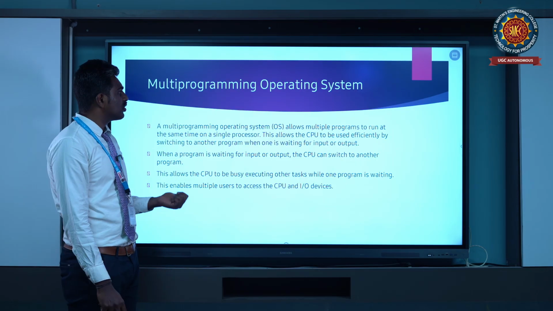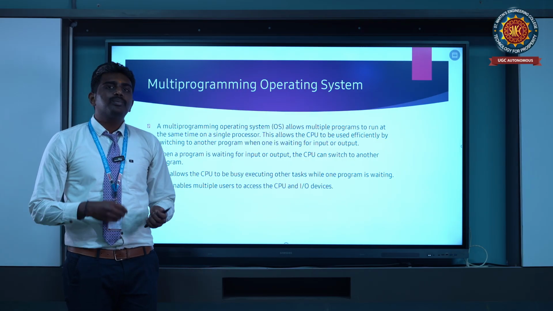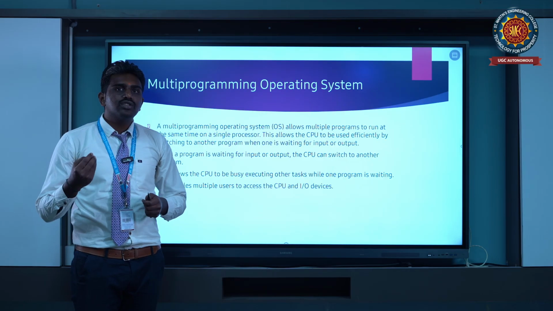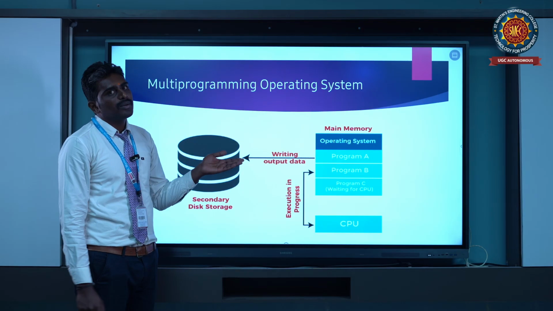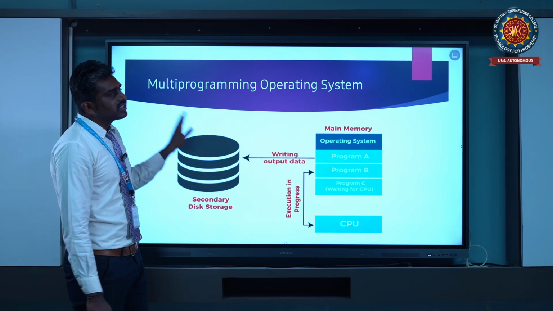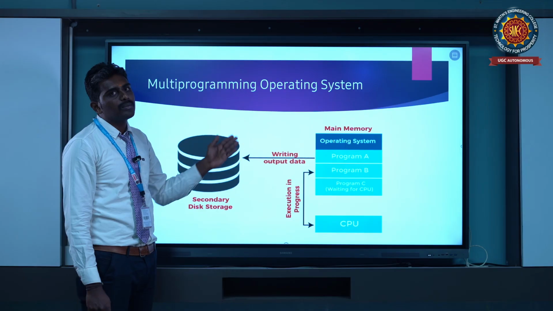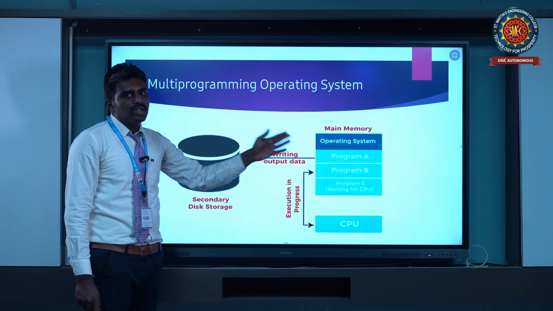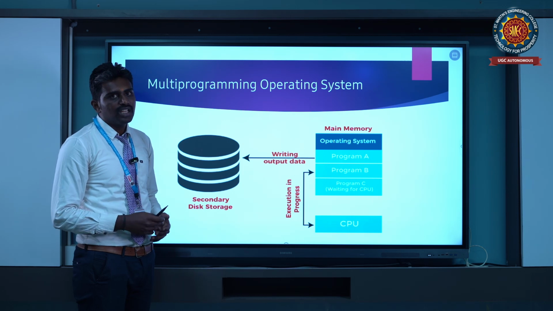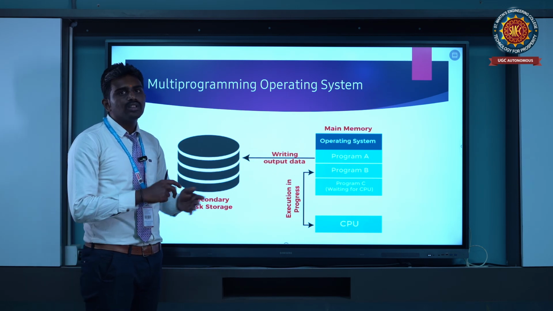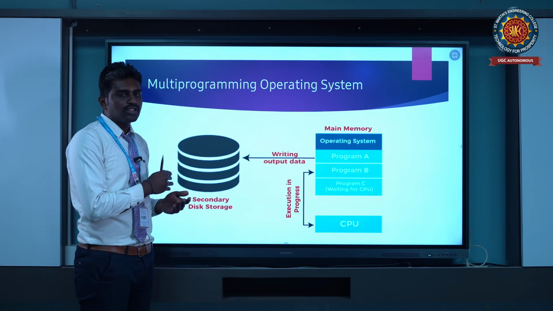The multi-programming operating system allows multiple programs to be implemented to get into the process. So it is different from the batch operating system. This is the diagrammatic representation of the multi-programming operating system. Every system has a main memory and a secondary memory. The main memory holds the process, and the secondary memory stores the process output.